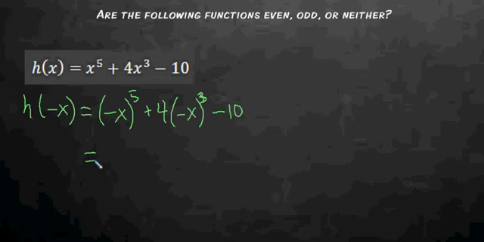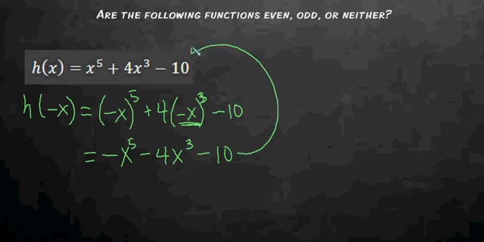So we have here, this would change the sign of that, so that would be -x to the 5th power. This -x to the 3rd would change the sign of that term, so that would be minus 4x to the 3rd power. And then that minus 10 has nothing there to change the sign, so it remains as a minus 10. If I look at this, I can tell it is not identical to my original. So it's not even. I can also try to tell if it's odd by GCFing out a -1.